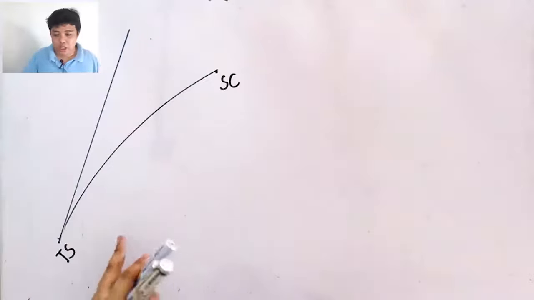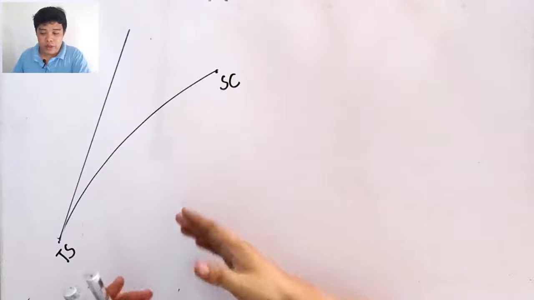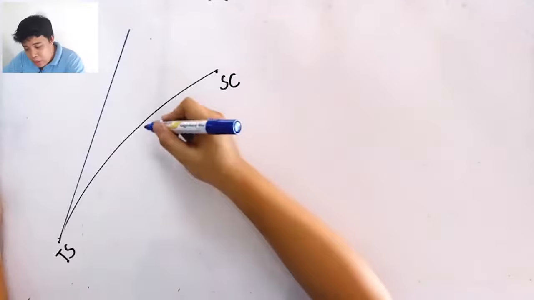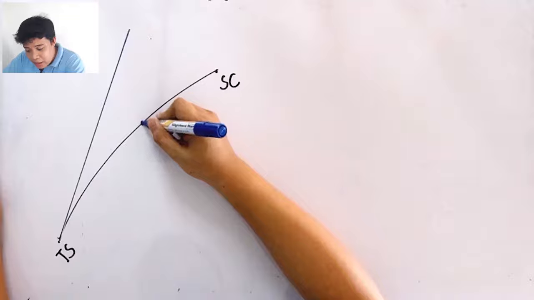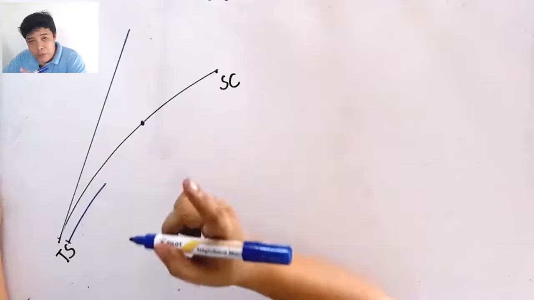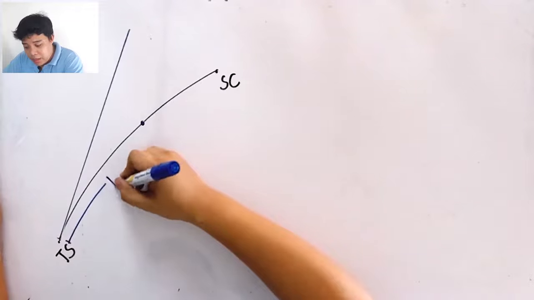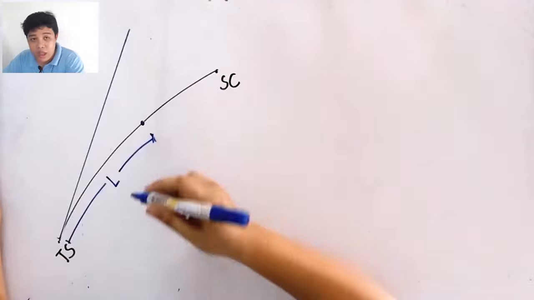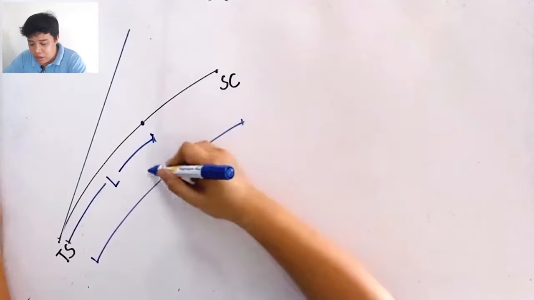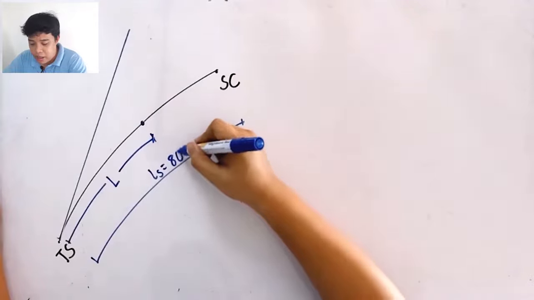Here is the enlarged image of the spiral part of the curve. So what exactly is the spiral angle? To determine the spiral angle, you should know where you are going to get it. Say, for example, you want to get the spiral angle at this specific point. You must know how far this point is from TS. Let me say that this is L, so the measurement should be along the curve. Let me say also that this is the length of the spiral, which is equivalent to 80 meter.